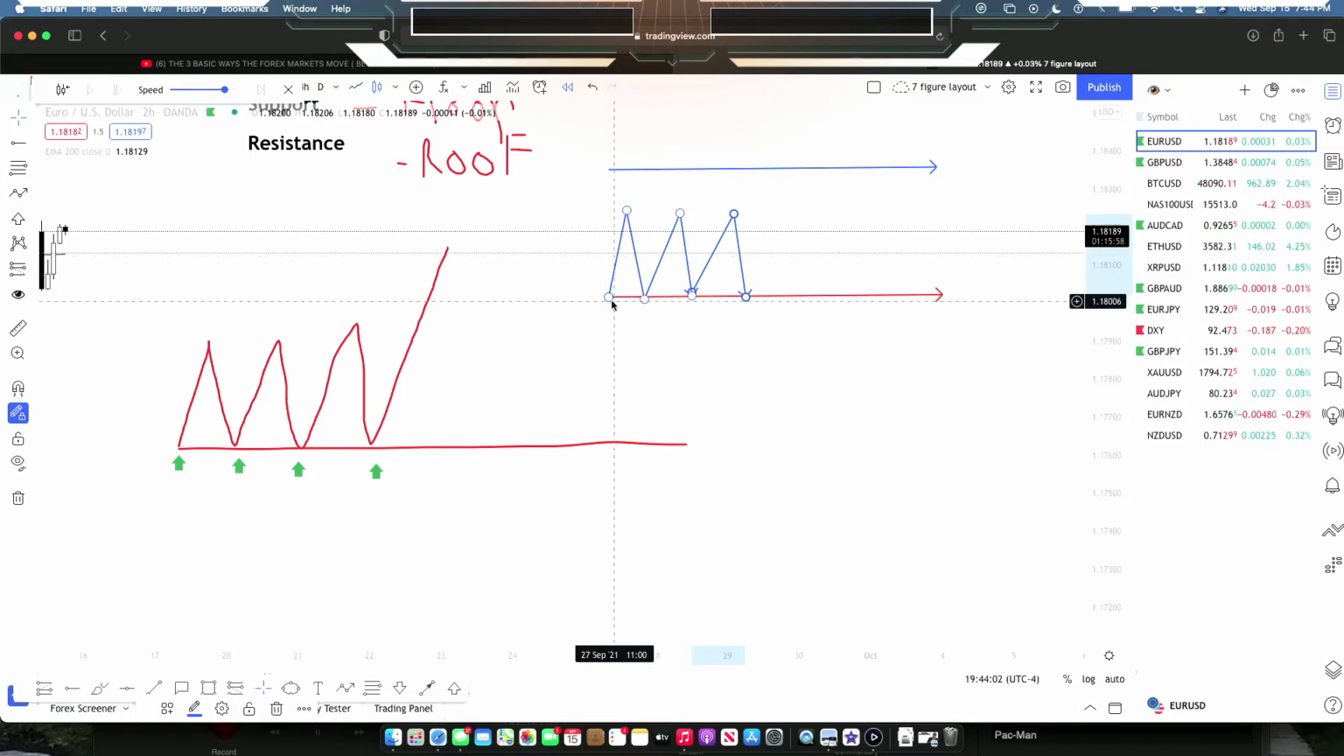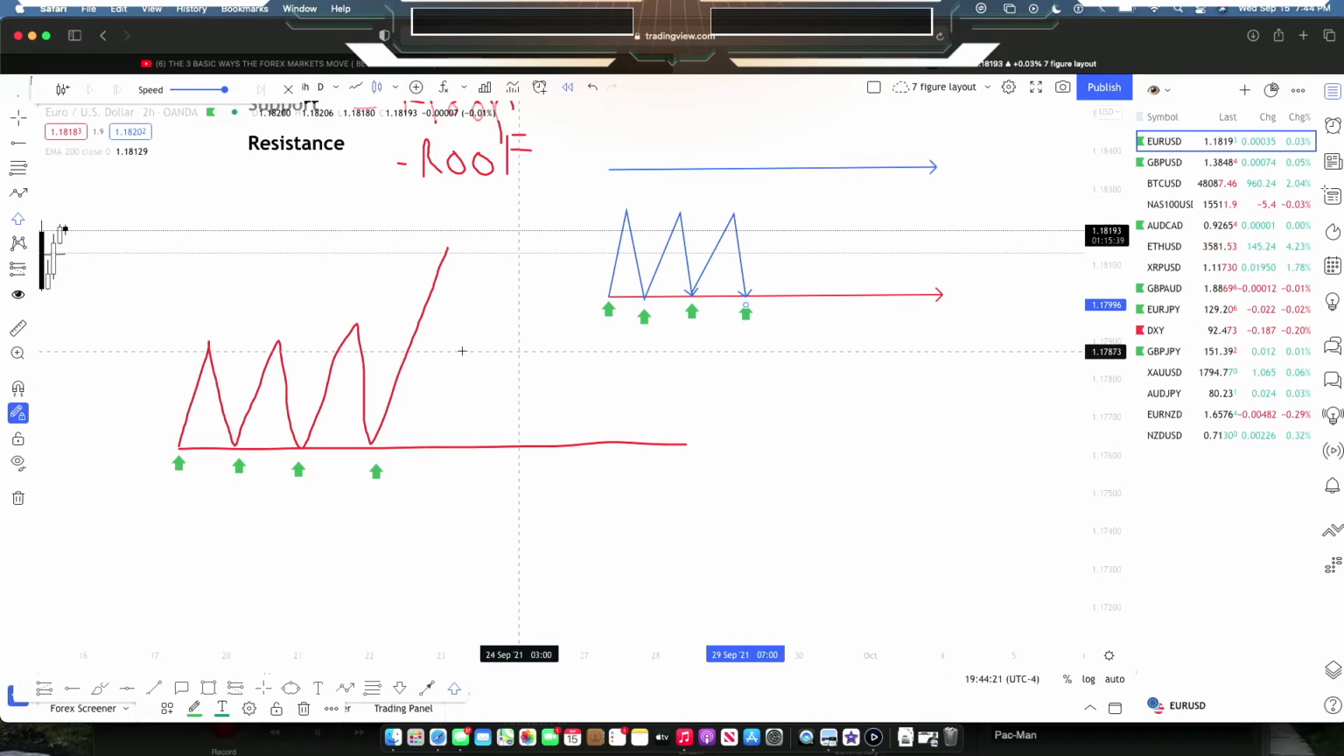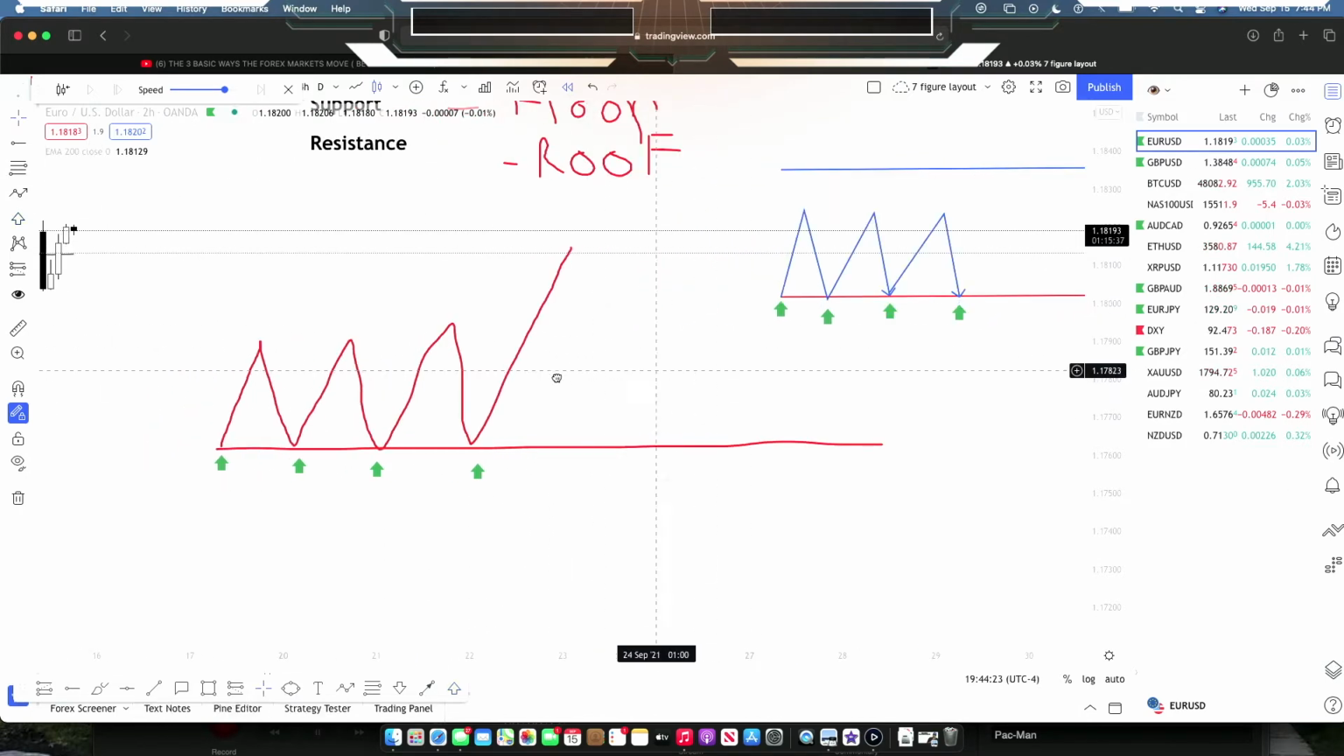So remember, the support is going to be the floor of the market. Whenever you are looking to buy the market, you always want to make sure you are buying at a key level of support. So you will be placing buys here. As price comes back down to your support, that is when you will place buy call options, right?